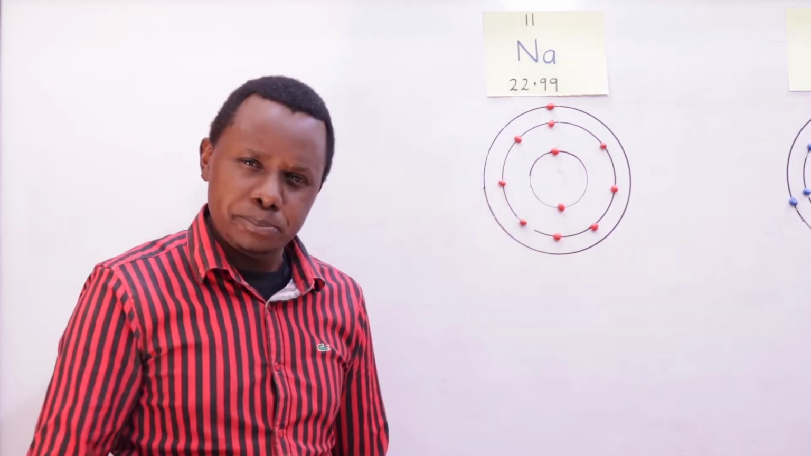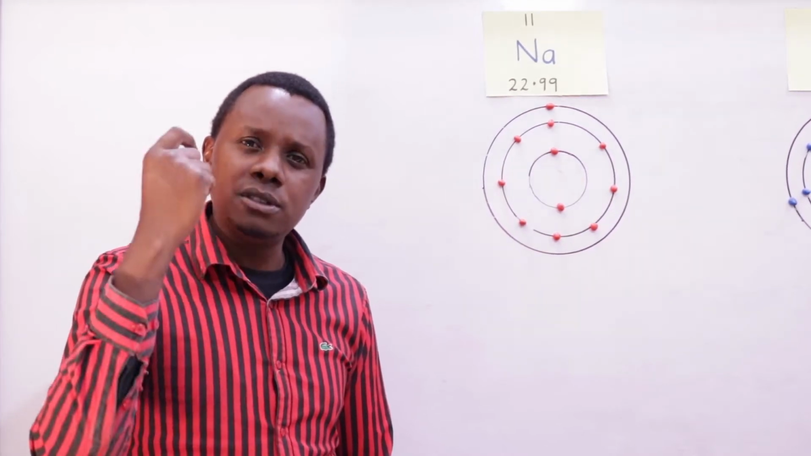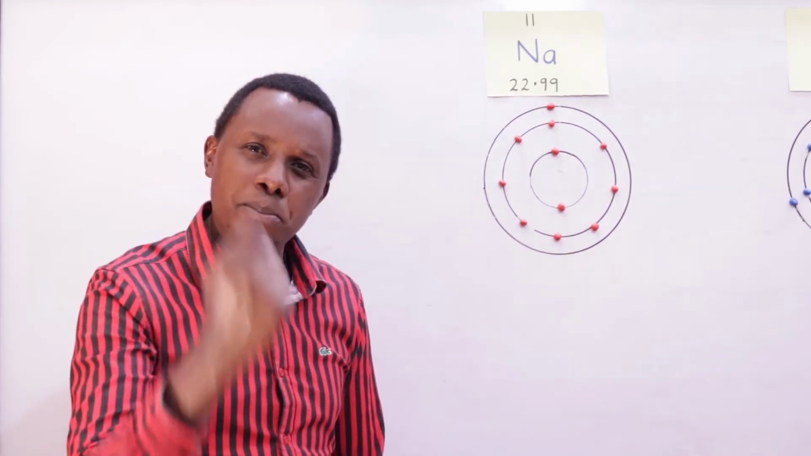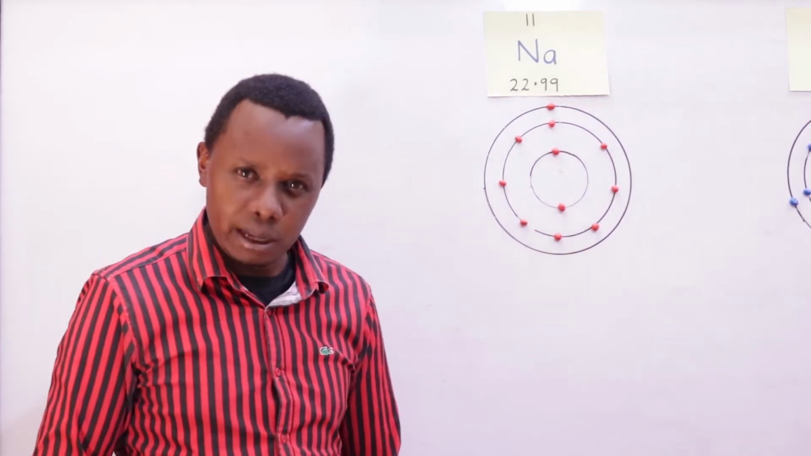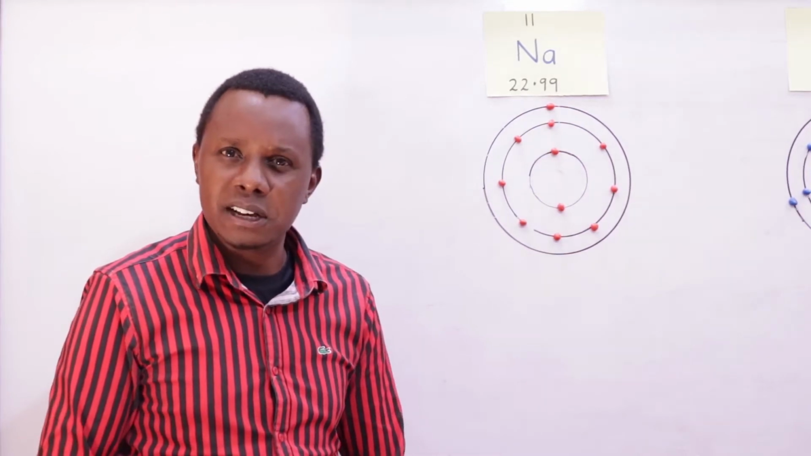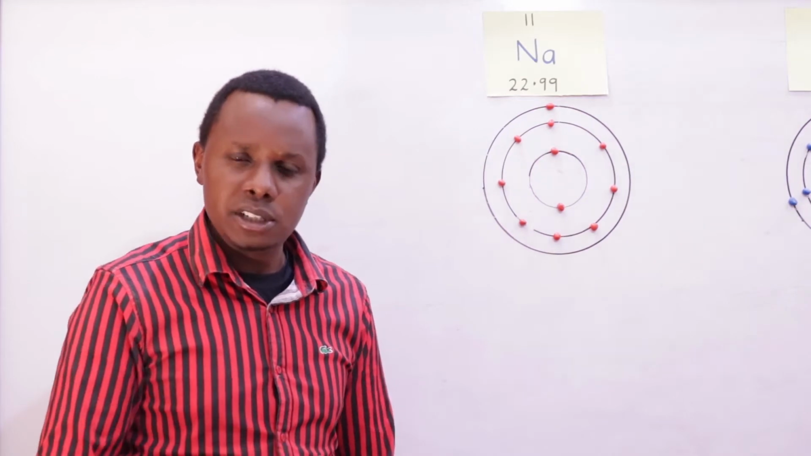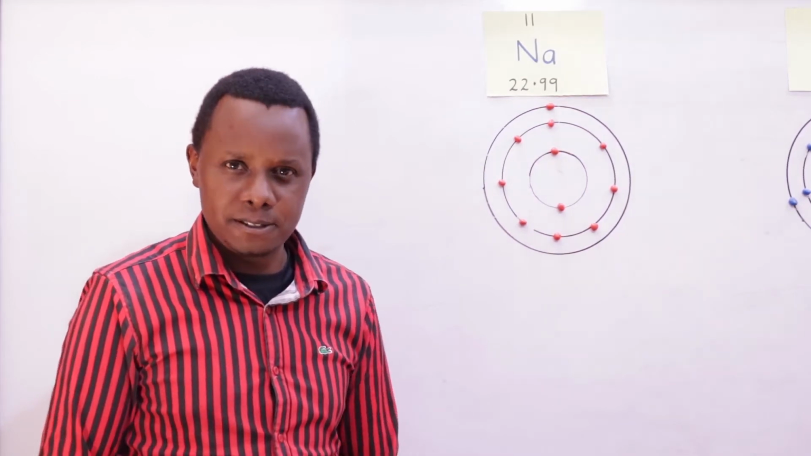So what is an atom? An atom is the smallest component of an element. The very smallest component of an element. You could also think of it as the smallest unit of matter. And you know, matter can be liquid, it can be solid, it can be a gas.